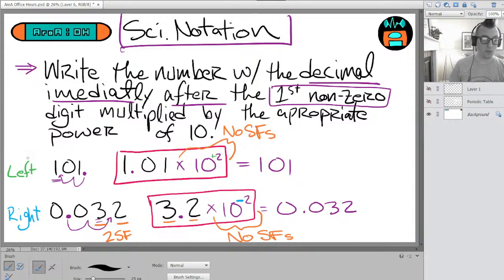So you can see that 101 has 1, 2, 3 sig figs, and 1.01 times 10 to the 2nd has 1, 2, 3 sig figs. This doesn't add any. So when you're counting sig figs, you never count the times 10 to the whatever power. You only count the digits before. And it's critical that the number of sig figs are the same before and after writing in scientific notation.